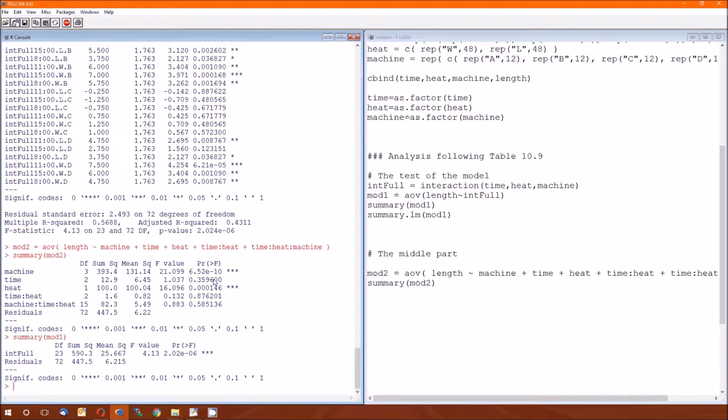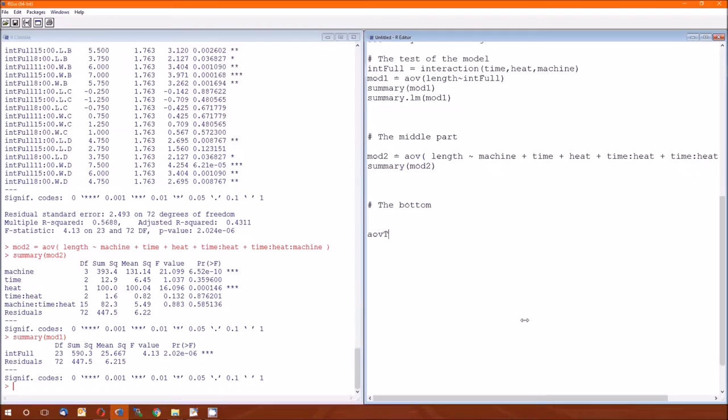These F values and P values are based on your error term being the residuals. But as the book explains, in this case, the error terms are not the residuals. The error terms really are the machine by time by heat. So that bottom part of the table is just essentially dividing these mean squares for machine, for time, and for time by heat by the mean squared for machine by time by heat, and then calculating those p-values, which is what we do here.